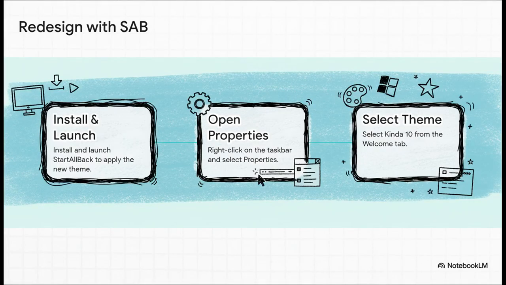For a more complete overhaul, though, we turn to Start All Back. After you install it, just right-click the taskbar, choose Properties, and select the Kinda 10 theme. Now, it's not a perfect match. It actually looks a little more like Windows 7, but you know what? It's far more space-efficient and functional than the default Windows 11 menu.